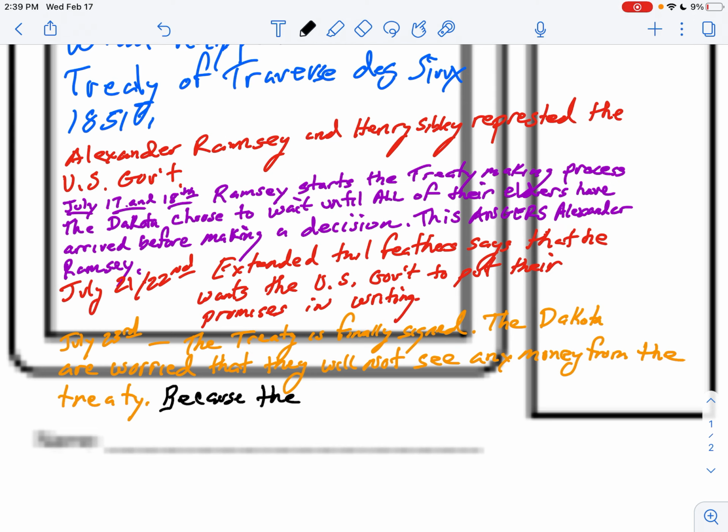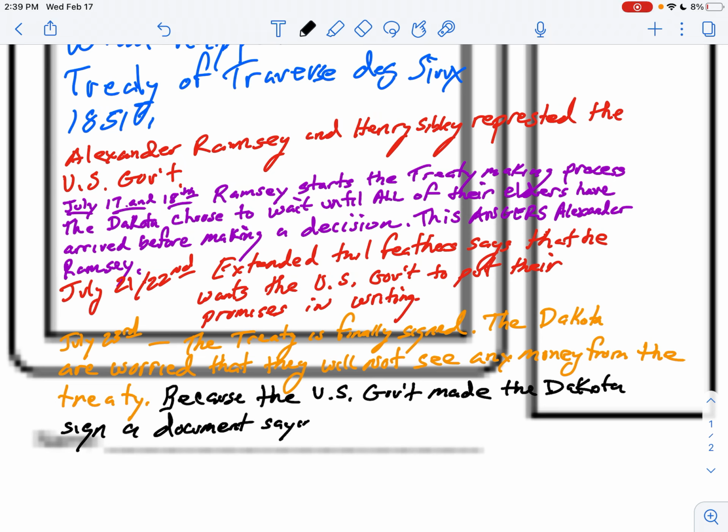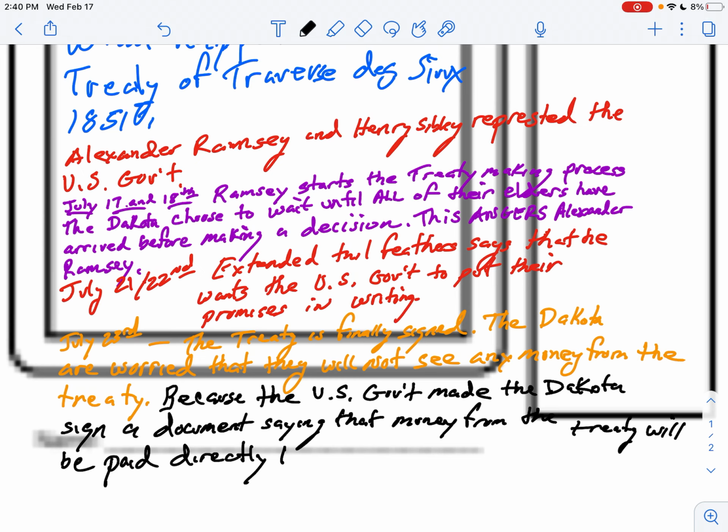Because the United States government made the Dakota sign a document, a piece of paper, saying that money from the treaty will be paid directly to the fur traders.